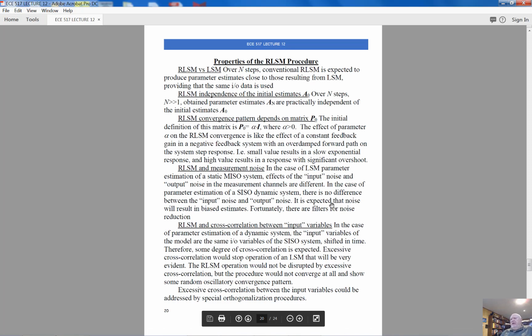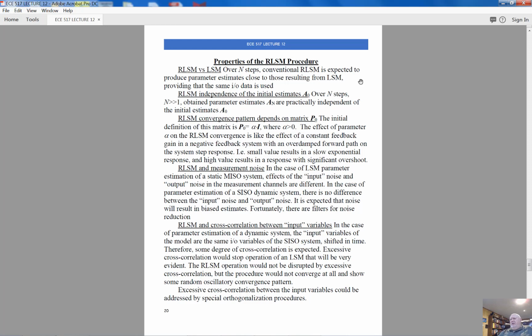I want to talk to you about the properties of the recursive least square method procedure. The issue number 1, if you perform sufficient number of iterations, then conventional recursive least square method is expected to produce the same parameter estimates that the least square method procedure will produce. And I'm using the word conventional because a little bit later I will talk to you about the recursive least square method procedure modified. Here we have the least square method procedure represented by the formulas that you saw before.